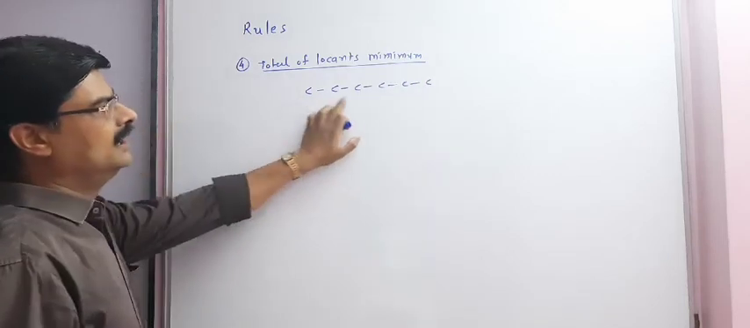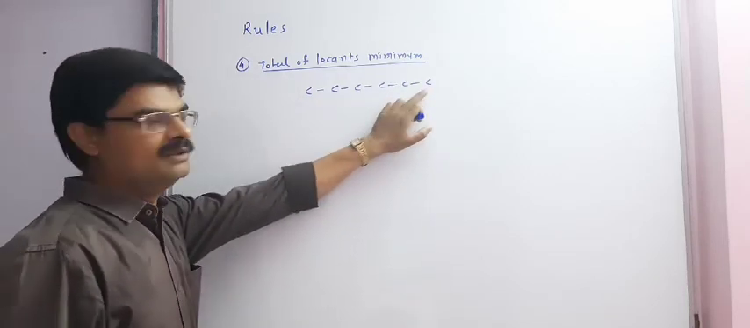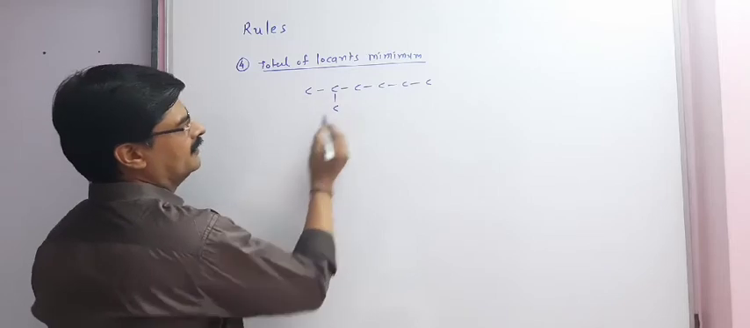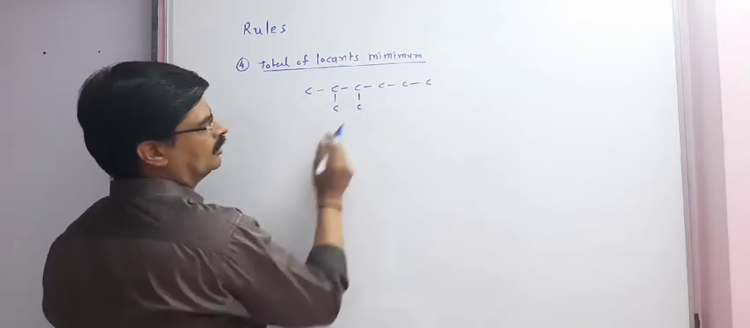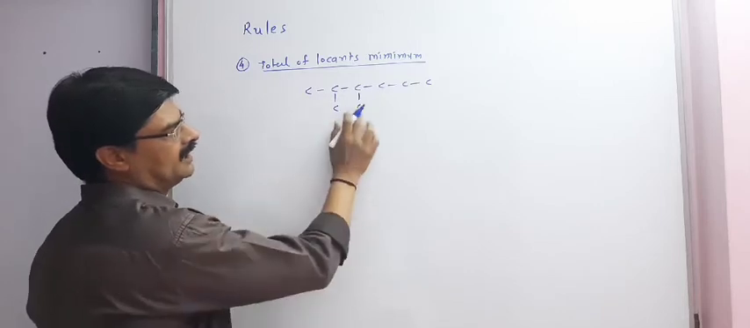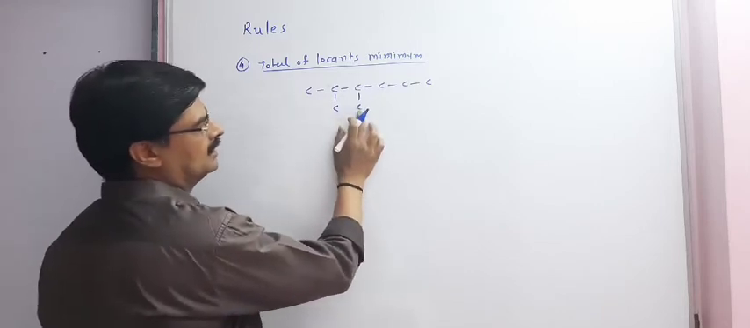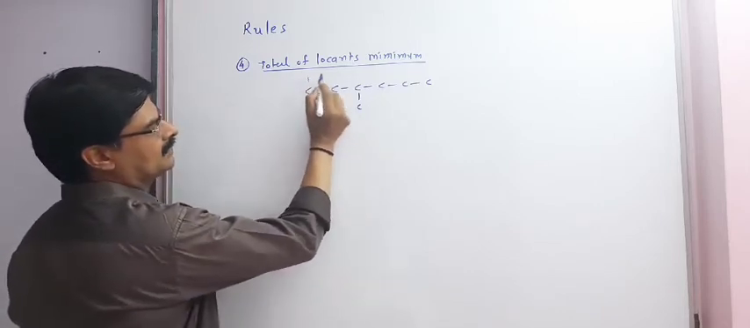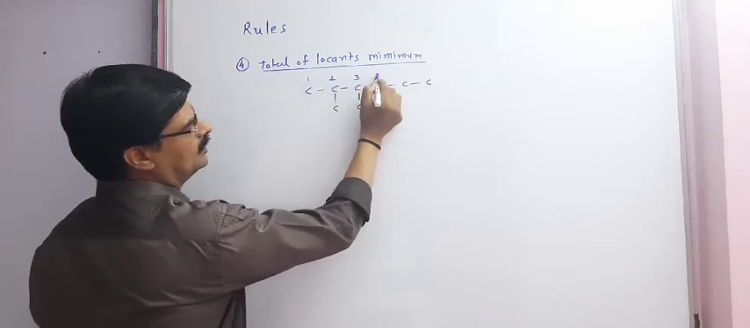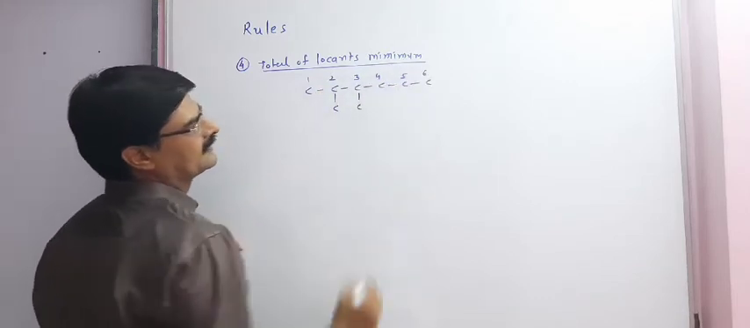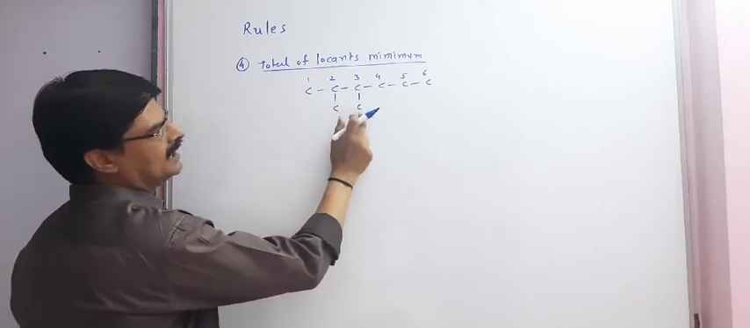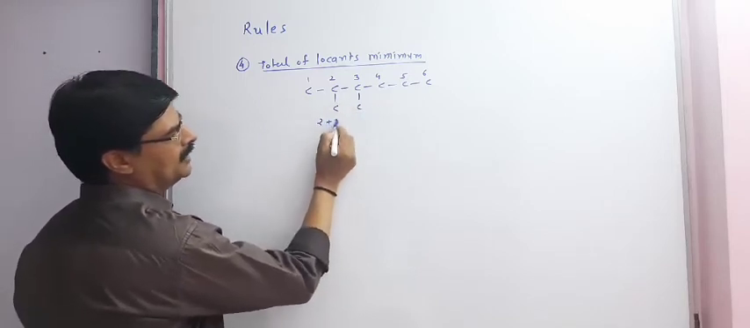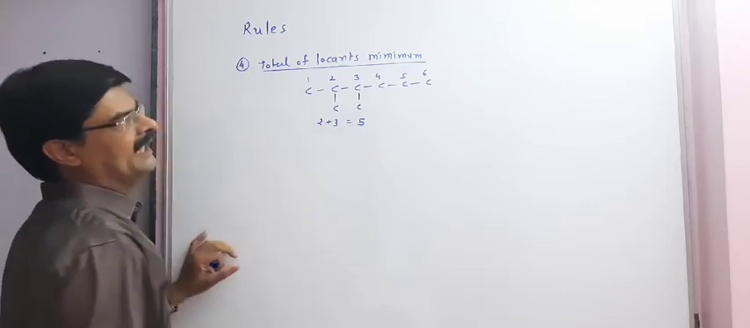Again we have a chain of 6 carbon atoms on which we have a methyl group on the second carbon. Also it is here, that is again a methyl group on the third carbon. Starting from the left hand side, we will get 1, 2, 3, 4, 5 and 6. So the total of both the methyl groups will be 2 plus 3 is equal to 5.